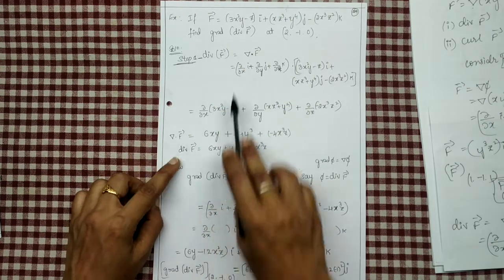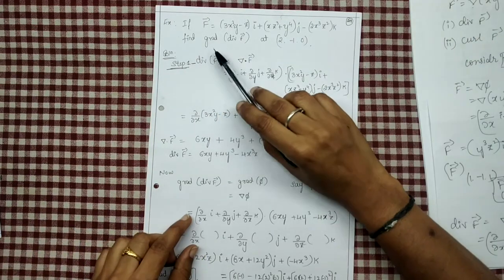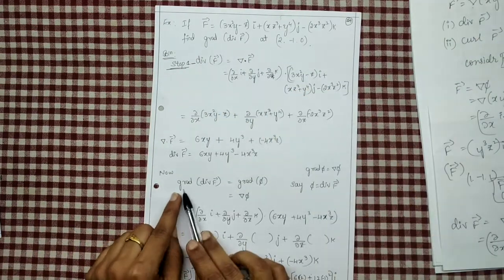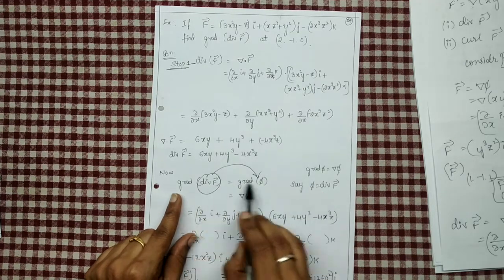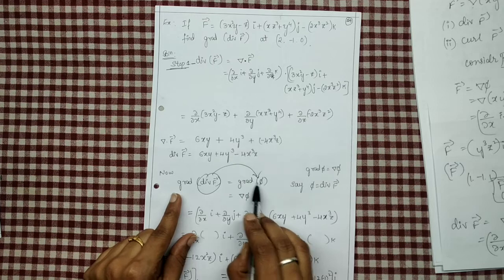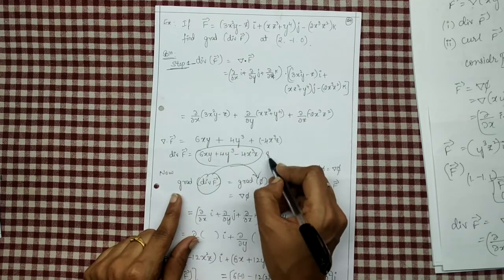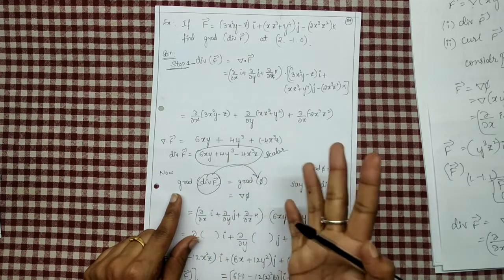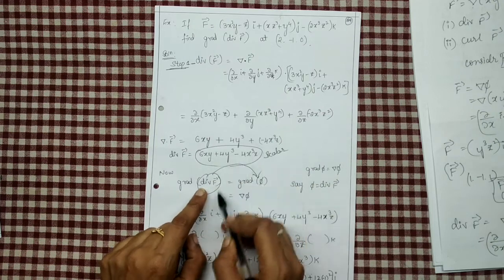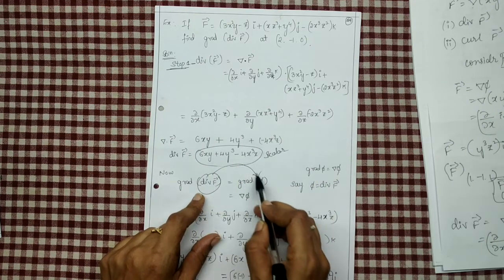Now I have to apply grad for this. I have to apply the gradient to this divergence. Now we have to find grad divergence of vector f. Consider this as phi. Grad phi it has become. Anyway, it is a scalar function only, right? It is a scalar because the i, j, k terms are not there. Since it is a scalar, I can denote it as phi.